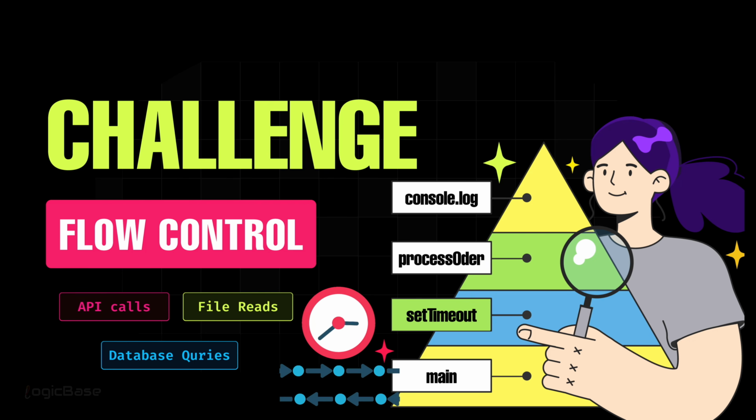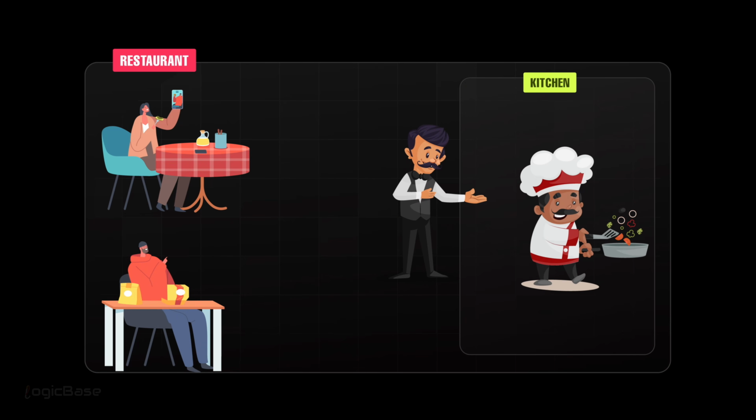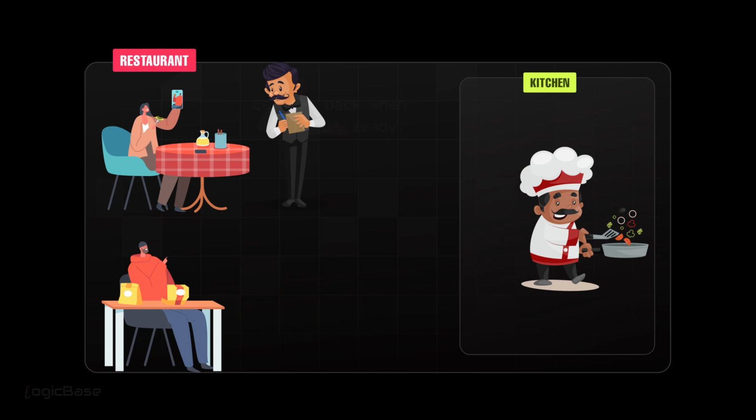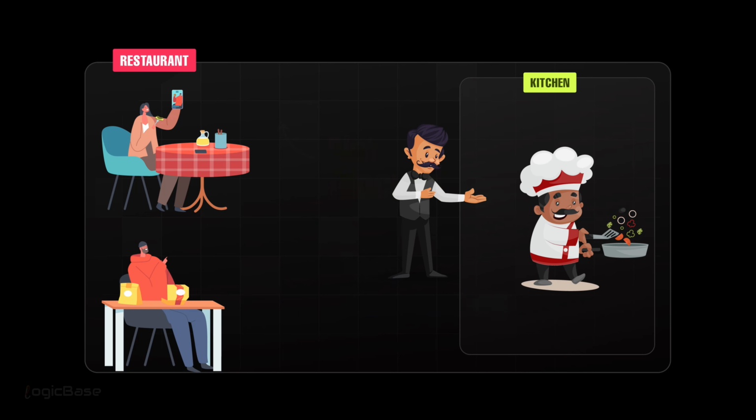Let's go back to our restaurant scenario. Now, the waiter takes customer 1's order and tells the kitchen, "Call me back when this is ready." Then he immediately goes to table 2. He isn't blocked, he is free. When the kitchen calls him back, he finishes the order.